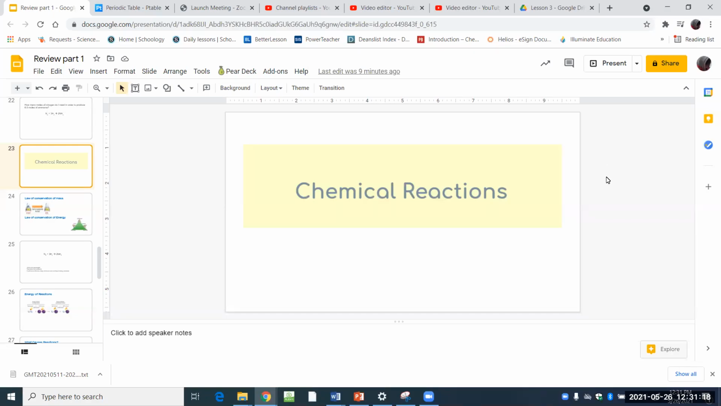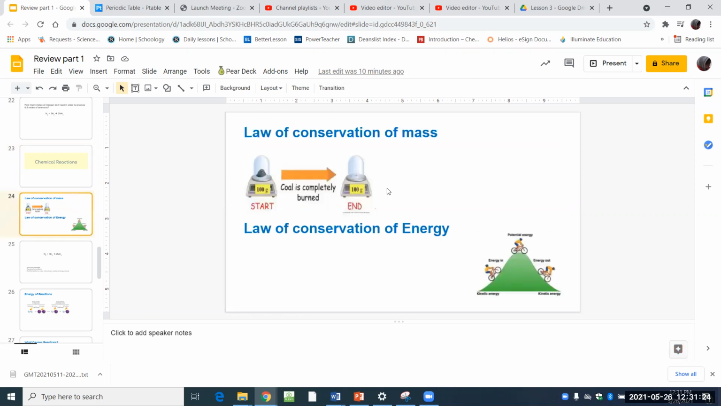Okay, so this is review part two. We'll talk about chemical reactions. Two important things we need to know in order to understand chemical reactions is that chemical reactions, just like anything else, have to obey two laws. One is the law of conservation of mass. The other one is the law of conservation of energy. What it says is energy or mass cannot be created or destroyed, only transformed.